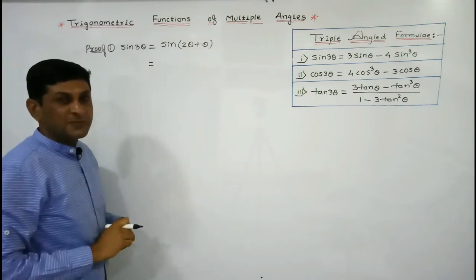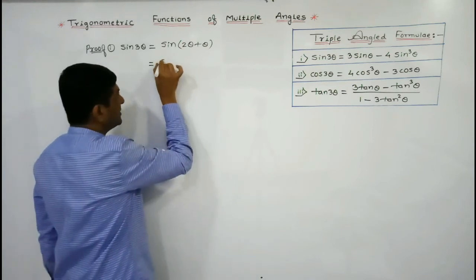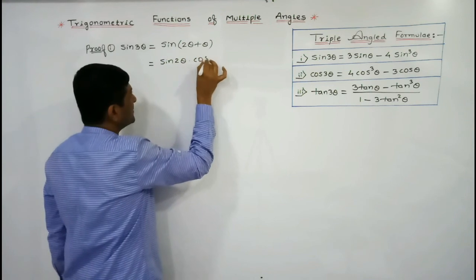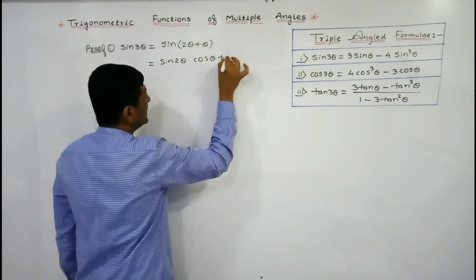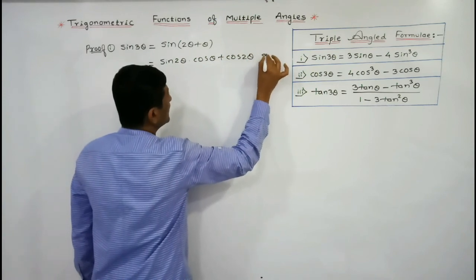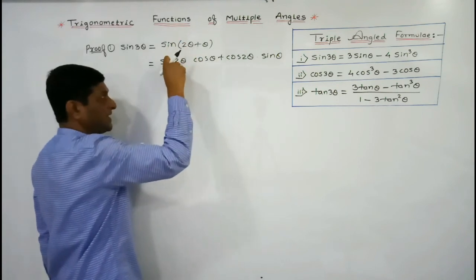And what is the formula of sine A plus B? Sine A into cos B plus cos A into sine B. What result are we getting? Sine A means sine 2 theta into cos B, and B is what here? Theta, plus cos A, which is cos 2 theta, into sine B, and B is what here? Theta. So sine A into cos B plus cos A into sine B, where A is 2 theta and B is what? Theta.